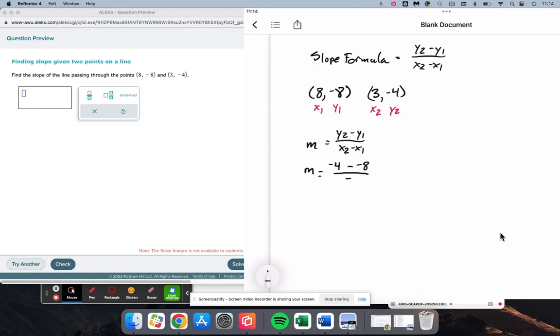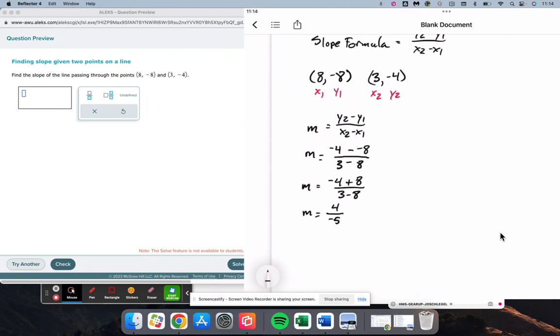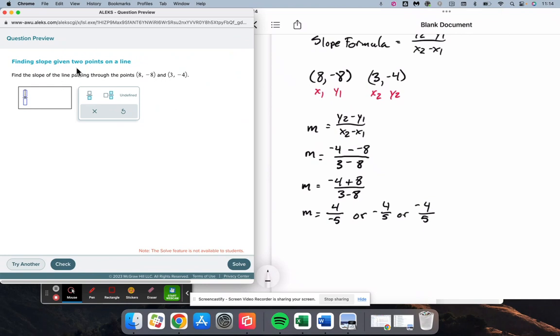And then x2 minus x1, x2 is 3, x1 is 8. And so we're going to simplify this a little bit. We're going to fix those signs there. So negative 4 plus 8 over 3 minus 8. So negative 4 plus 8 is 4. 3 minus 8 is negative 5. And it doesn't matter where that negative symbol is. It could be in the denominator like it is now. It could be in front like this. Or it could be in the numerator. No matter which placement of the negative sign it is, those are all equivalent. They all have the same meaning. And so it's going to be negative 4 over 5.